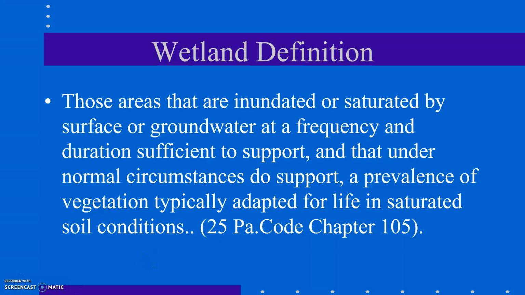The definition on the screen in front of you is the official Pennsylvania state definition for a wetland. I'd like you to draw your attention to a few key words in this definition. The definition reads as those areas that are inundated or saturated by surface or groundwater at a frequency and duration sufficient to support, and that under normal circumstances does support, a prevalence of vegetation typically adapted for life in saturated soil conditions. Let's look at a few key terms here. Saturated by surface or groundwater. That means there needs to be water present. We also call this hydrology.